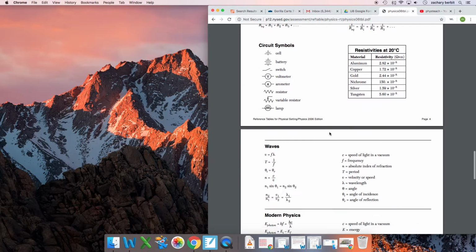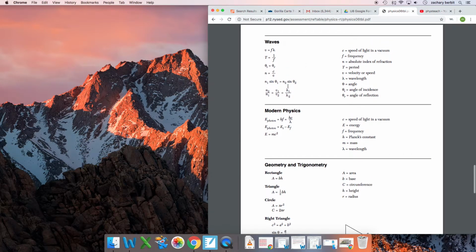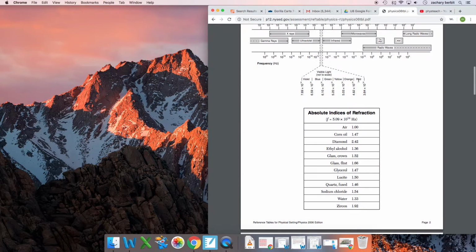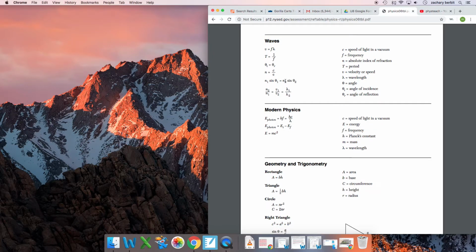You actually use this on W80. I had you do this: N1 sine theta 1 equals N2 sine theta 2. Perhaps the ugliest of the wave equations in our reference table, but notice, N means absolute index of refraction. That's from that chart we just looked at. So there's an N1 and an N2. Well, that makes sense. We're changing medium, so there should be 2 different media, meaning 2 different indices of refraction, hence N1, N2.